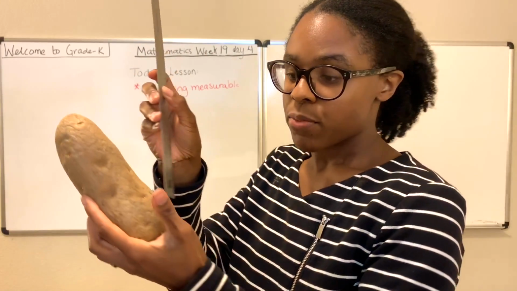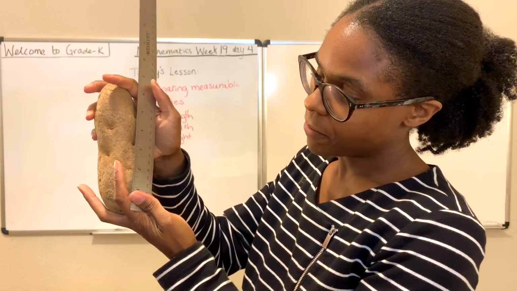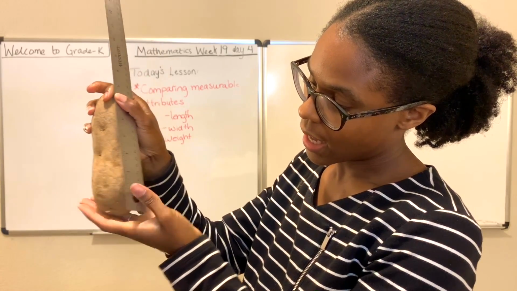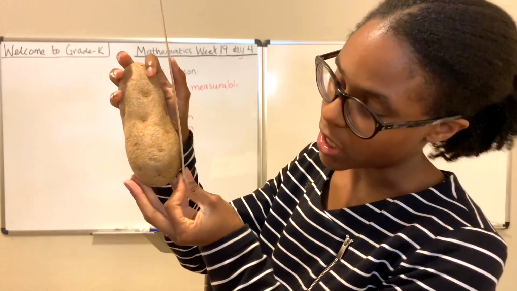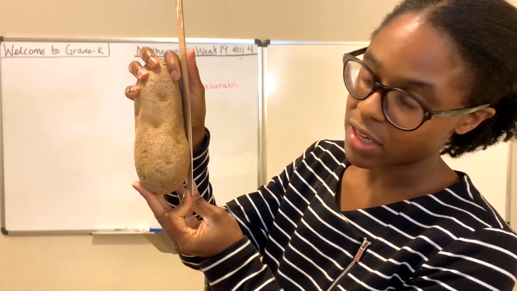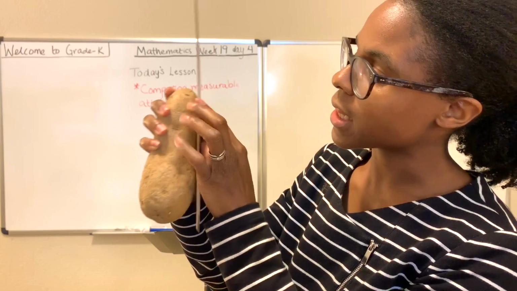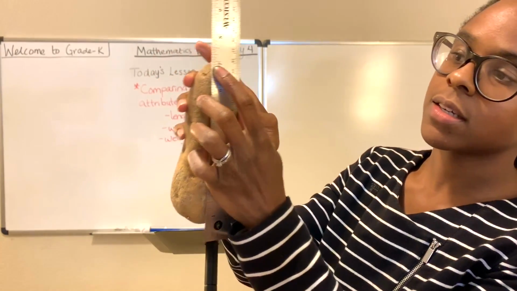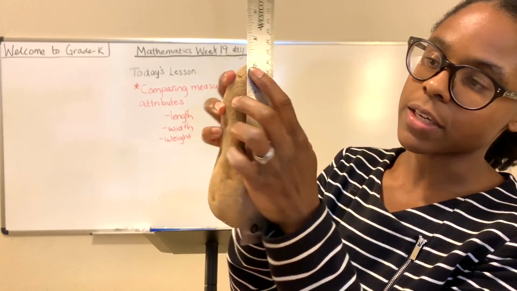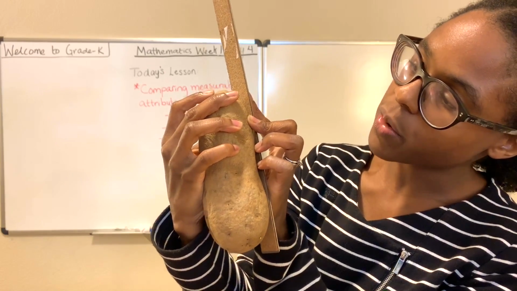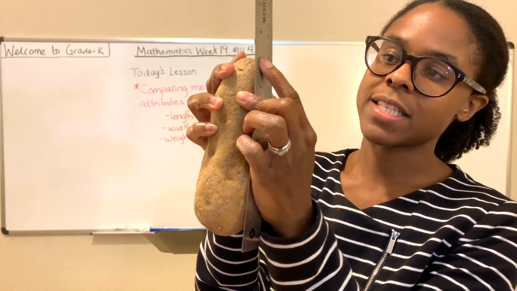So we're going to take our brown potato, put our ruler here, and you want to try and get to the bottom. You want to make those 2 even at the bottom if you can. And it looks like the brown potato is about 7 inches long. Can you see that? It runs at about 7 inches.